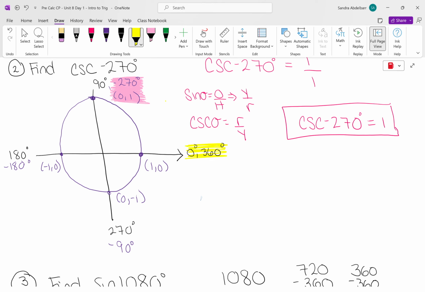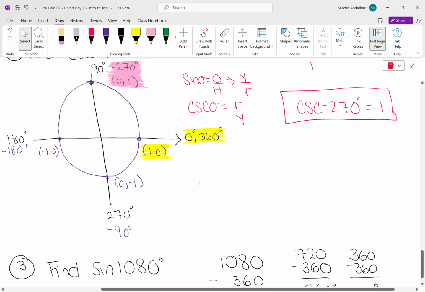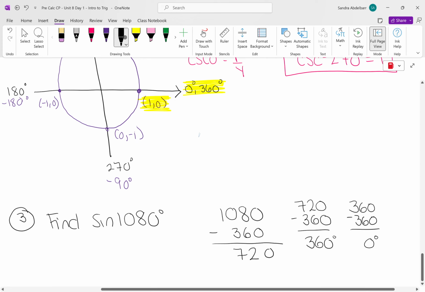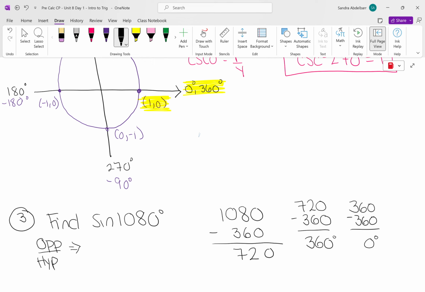So we're using the 360, which corresponds to which point? 1, 0. So now if I want the sine, we know sine is opposite over hypotenuse. But when we have to use the unit circle, or when our angle's on an axis, what do we have to look at it as? Not opposite over hypotenuse, but y over r.